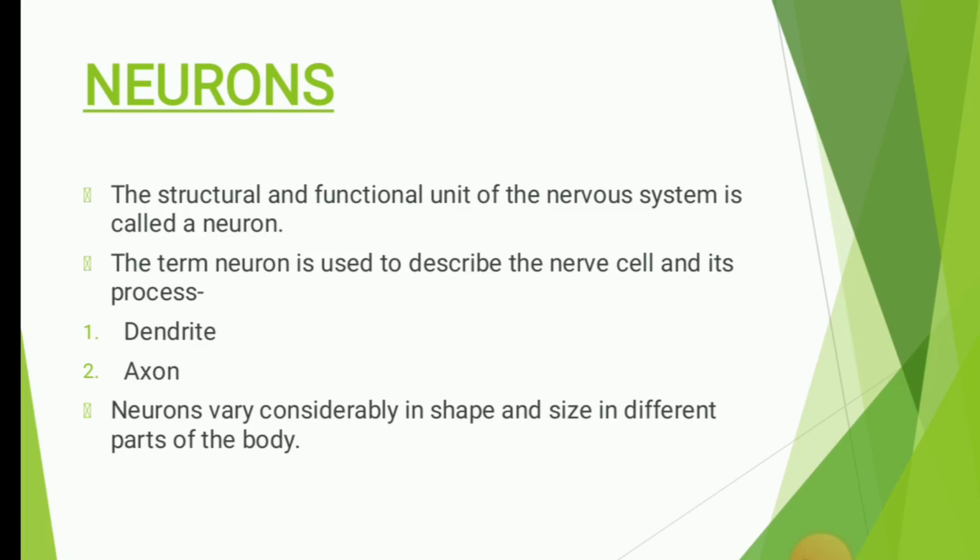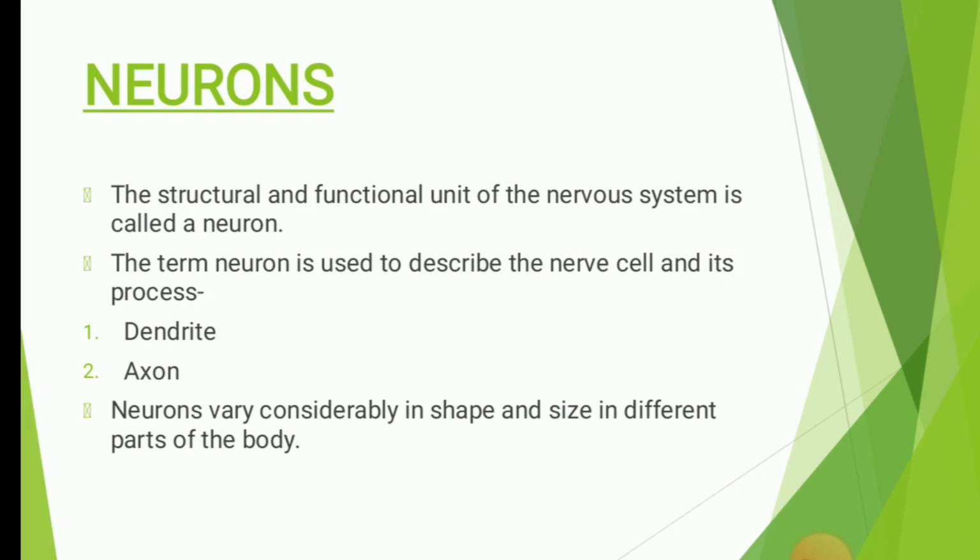So what are neurons? These are the structural and functional unit of the nervous system. The term neuron is used to describe the nerve cells and its processes. They are the dendrites and the axons. Since class 8 or 9, I remember, we are learning neurons. So what are they? They are the basic structure and functional unit of nervous system. It comprises of several structures like the axon, dendrites, cell bodies, etc. that we will learn in our next slides.